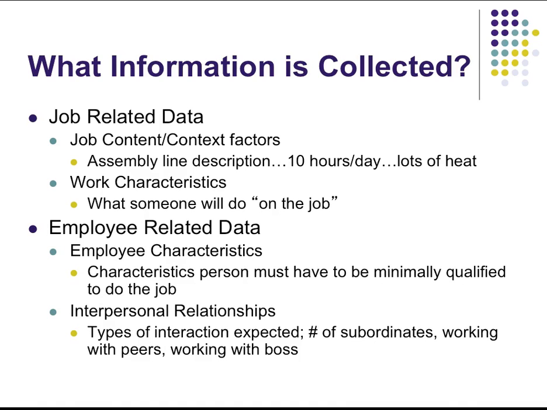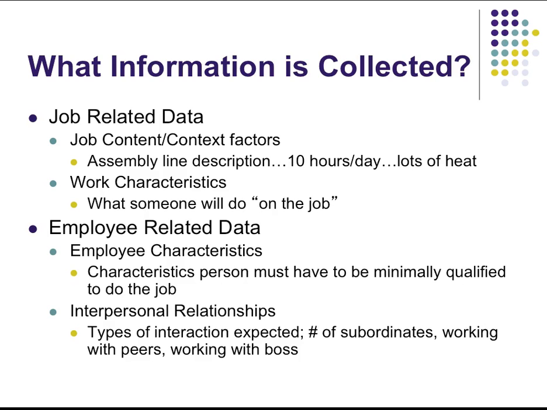So, what information do we collect? We collect two different types of information, job-related data and employee-related data. The job-related data tells us what kind of tasks will be done on the job. The employee-related data are getting at the characteristics of the individual and the types of things that they need to do, and so the types of skills that they need to have to be able to do that job.